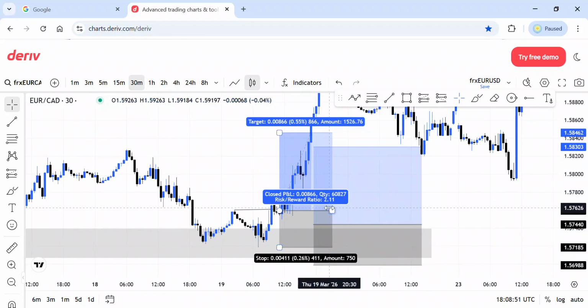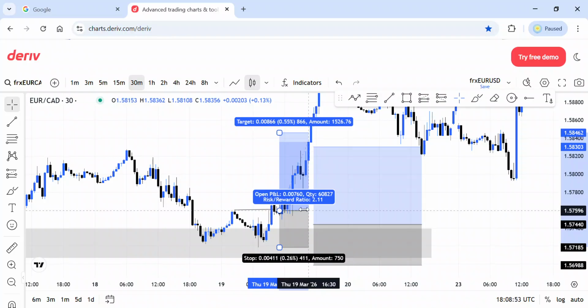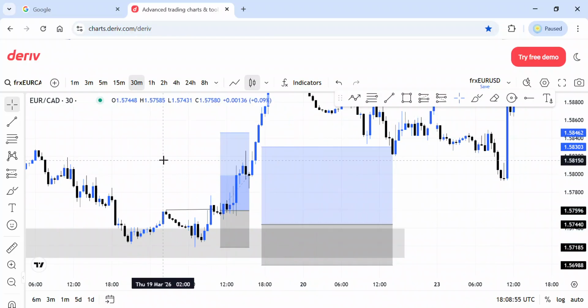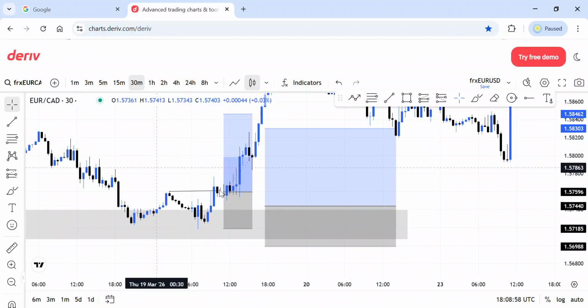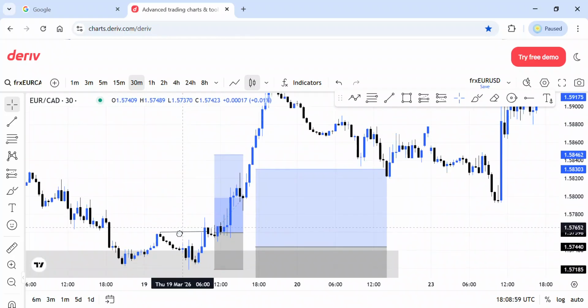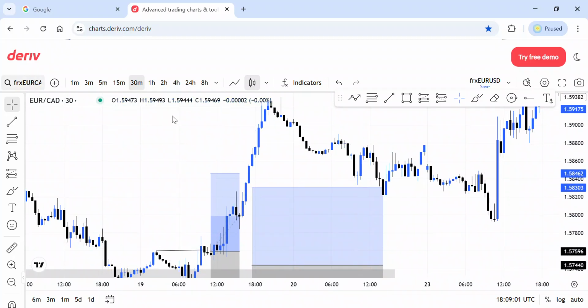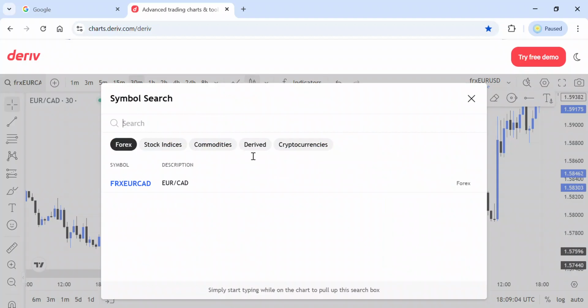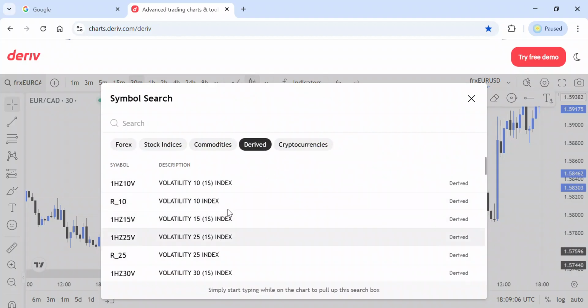So that is just how it is. Just make sure your stop loss is below the low of the choke or of the change in state of delivery, just like this. So that is it about that. Let me check one more here before we round up this video.